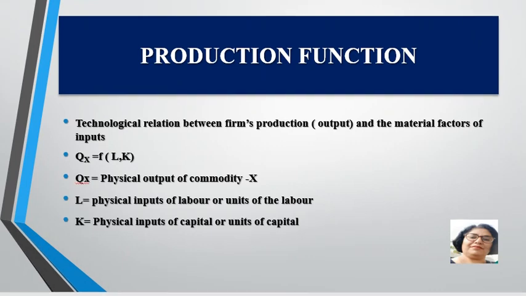Production function is the technological relation between the firm's production and the material factors of input. So we could say the quantity of X, which is the physical output of the commodity X, is a function of labor and capital. How many units of labor we are using, how many units of capital we are using. L denotes the labor and K denotes the units of capital.